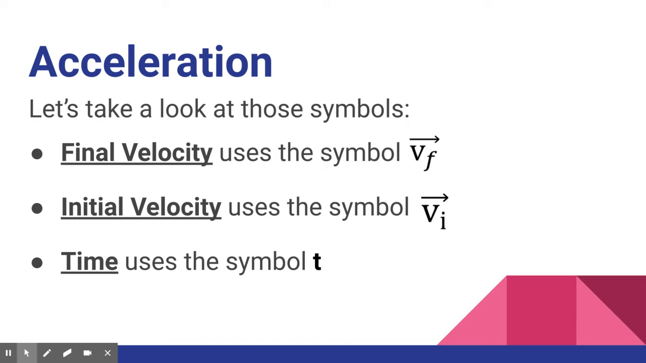Here are the symbols that we use for all three of these. Final velocity, we use v with a subscript f. Final velocity, easy peasy. Initial velocity is just v with a subscript i, a lowercase i. It should be fairly obvious: initial velocity, we have an i; final velocity, we have an f. And then we have time, and time's still just t.